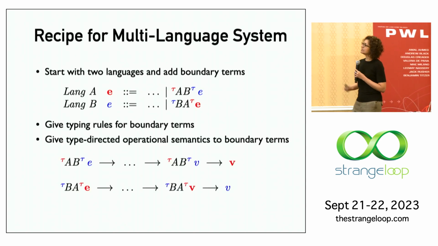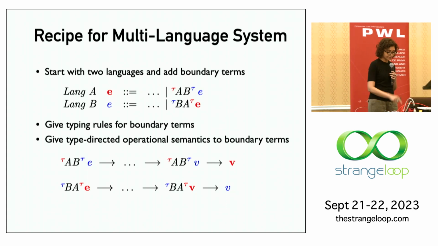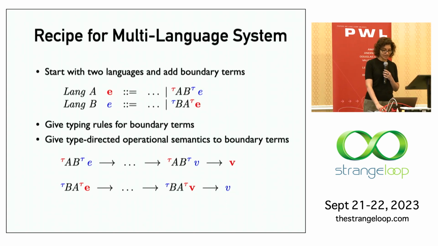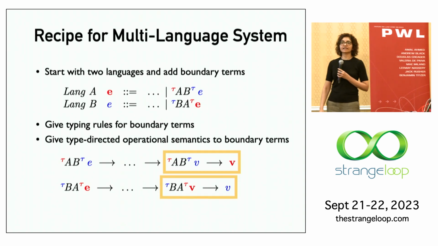And then they basically define the semantics of boundary terms. I'll show you an example of typing rules for boundary terms. I'll show you how in a second. And then the last bit, I think, is the most central one that I want to focus on.